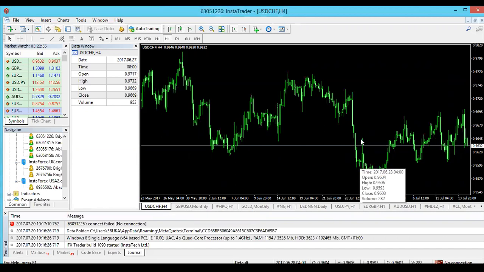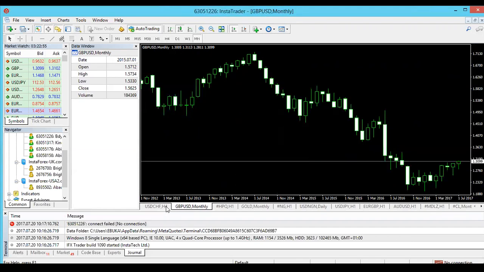Then when you watch this chart now, all these candlesticks, you can see that they are in pairs. They are not alone. You see USD, Swiss francs.